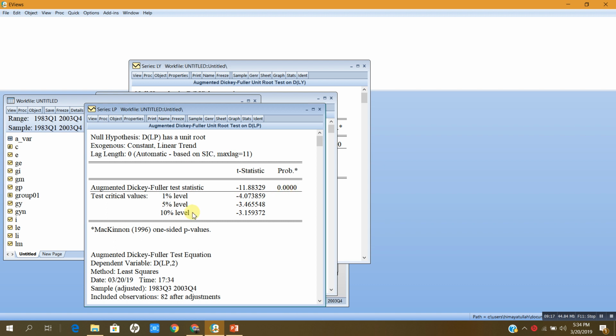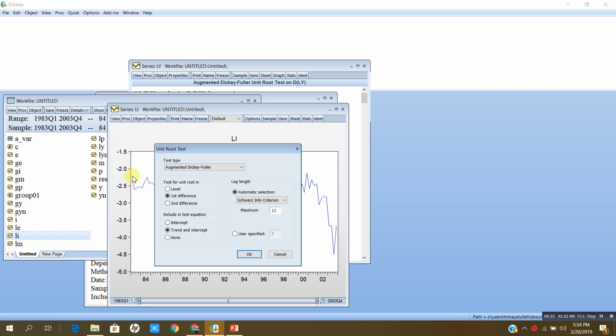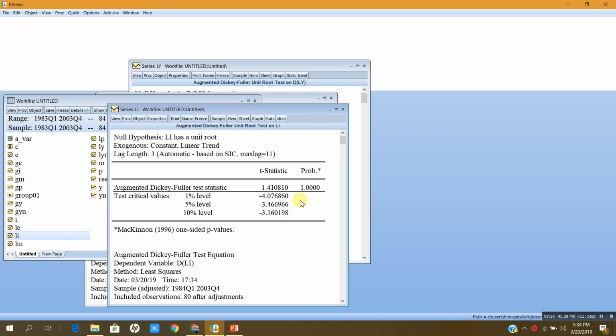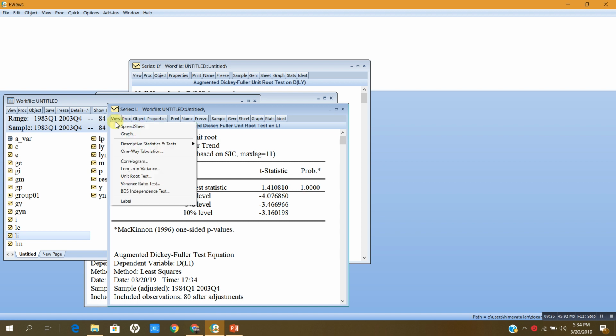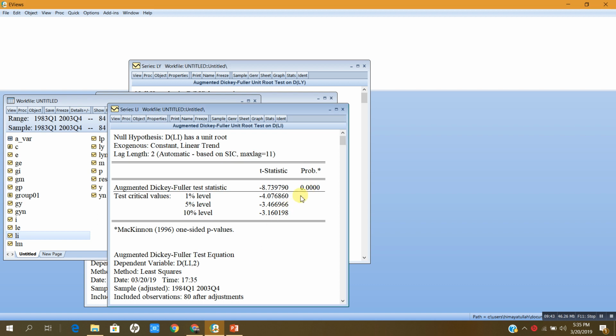Now let me check for the LI. This is LI, and if I check its unit root at the level, it's not stationary. But if I check its stationarity at the first difference, maybe it will become stationary. Yes, now it became stationary, and we reject the null hypothesis. The log of interest rate, when I take its first difference, becomes stationary.